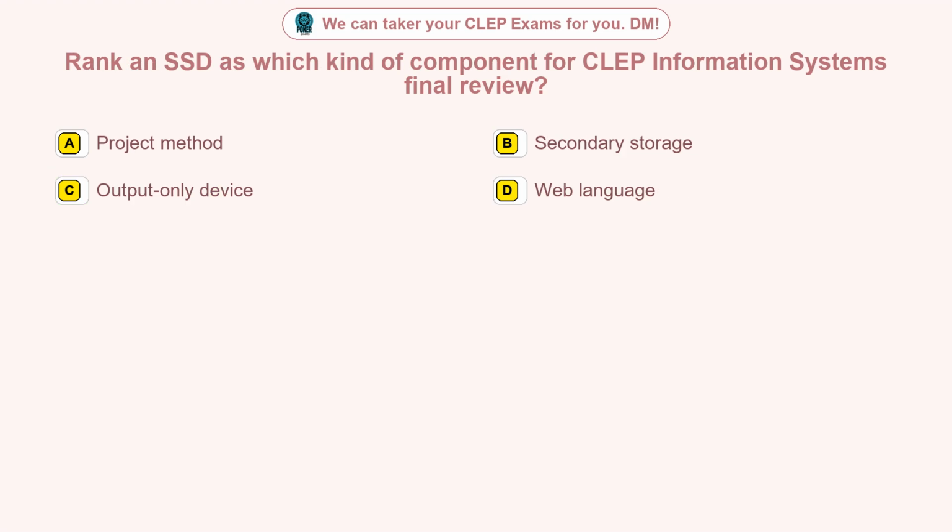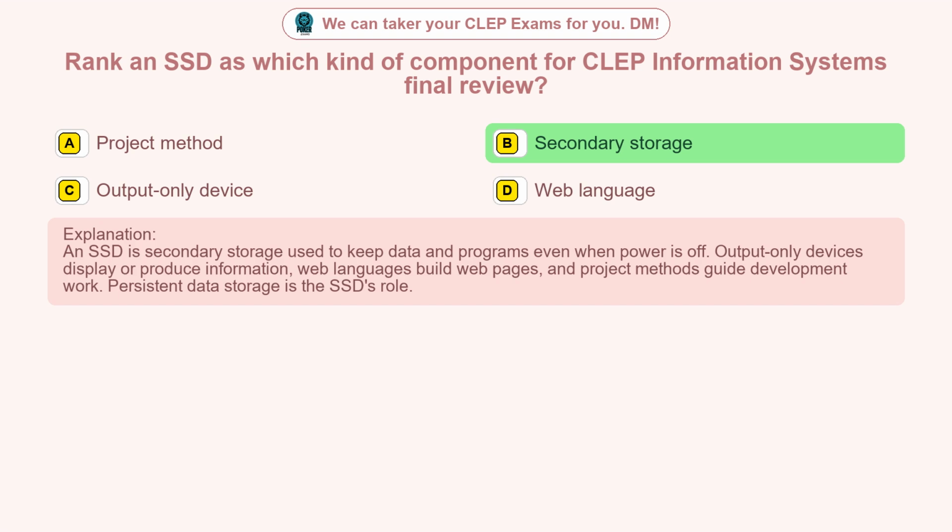Question 53. Rank an SSD as which kind of component for CLEP Information Systems final review? Option A, project method. Option B, secondary storage. Option C, output-only device. Option D, web language. The correct answer is option B, secondary storage. An SSD is secondary storage used to keep data and programs even when power is off. Output-only devices display or produce information, web languages build web pages, and project methods guide development work. Persistent data storage is the SSD's role.